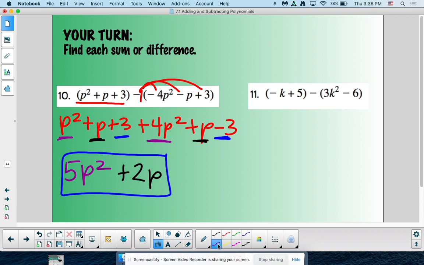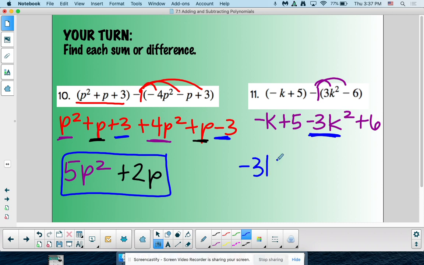Last one, folks. Again, leave that first polynomial the exact same. Distribute that -1. You get -3k squared plus 6. Add your like terms. I have a k squared, so -3k squared. A k here. Oh, that's it. Can't add that to anything. So -k. And then add your constants together. 5 plus 6 is 11.